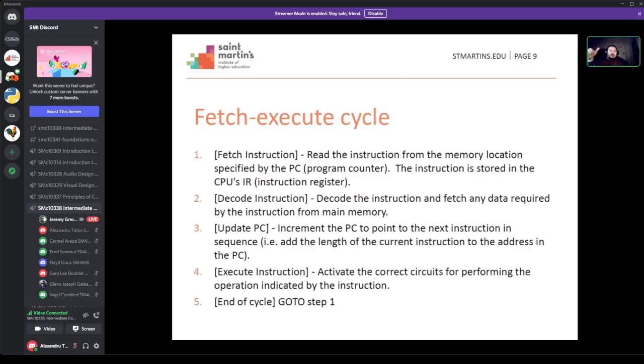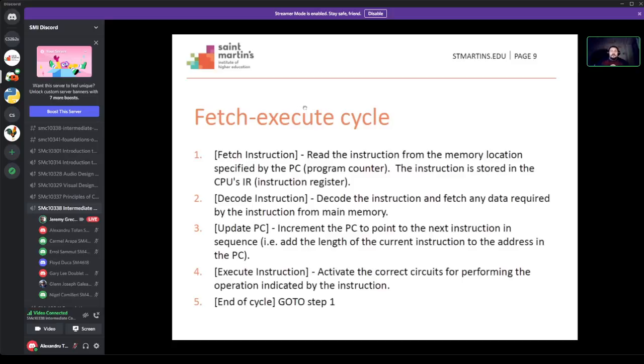Then we execute the instruction. So we perform the operations by triggering the correct circuits in order for that particular operation to be fulfilled, and then go to the end of the cycle, which in turn reaches back up to the top. Now, as you can see, there are a number of different stages that we're talking about in this fetch-execute cycle, which happen inside the CPU to a certain extent and outside of the CPU to another extent.